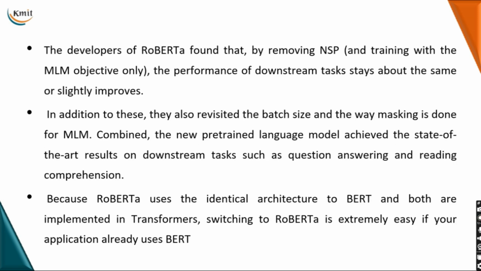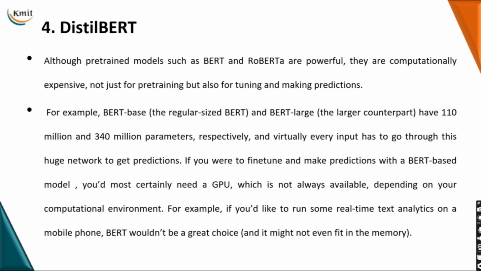Okay, so the developers of RoBERTa found that by removing NSP, keeping only MLM, it will improve the performance of downstream tasks. In addition to this, they also revisited the batch size and the way masking is done. I said, right, the dynamic masking of the MLM model. Combined, the new pre-trained language model achieved wonderful results on tasks like question answering and reading comprehension. Okay, so because RoBERTa uses an identical architecture to BERT and both are implemented in transformers, switching to RoBERTa from BERT is extremely easy, if your application already uses BERT.